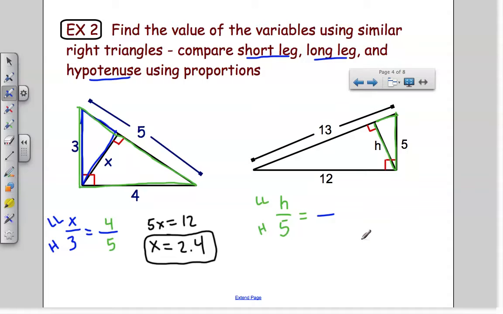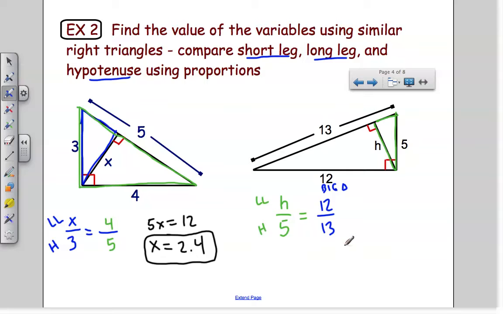What triangle do I have long leg and hypotenuse for? Well, actually, I have everything for the big triangle, so let's use that. If I use the big triangle, I need the long leg of the big triangle first. And here's my two legs of the big triangle. The longer leg is 12. I need hypotenuse on bottom. What's the hypotenuse of this big triangle? Well, it's this whole side, which is 13.